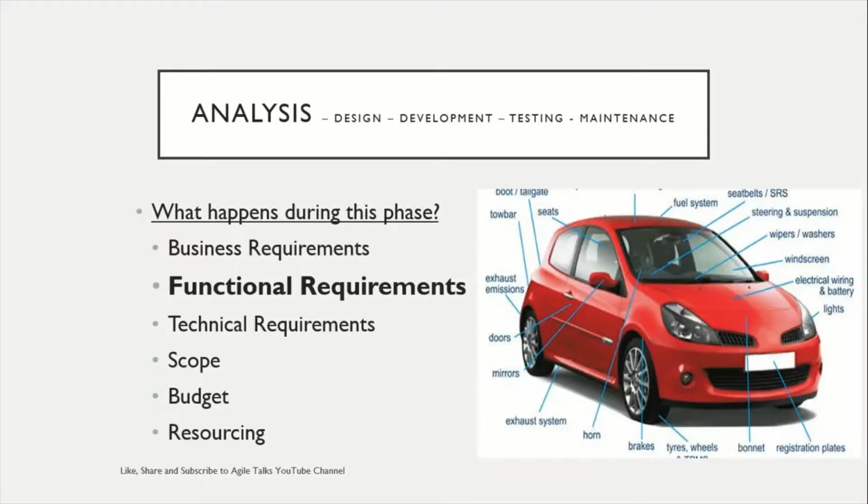Let's take an example of a car. The gas pedal helps to accelerate the speed. The brakes of the car help to control the speed. The fuel meter helps the driver to know how much gas the vehicle has.